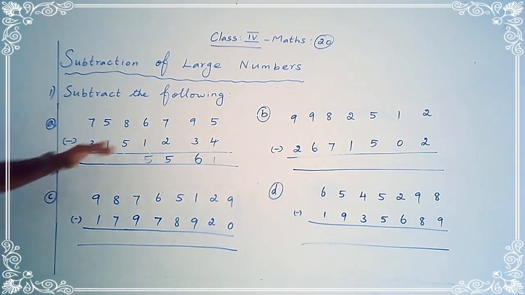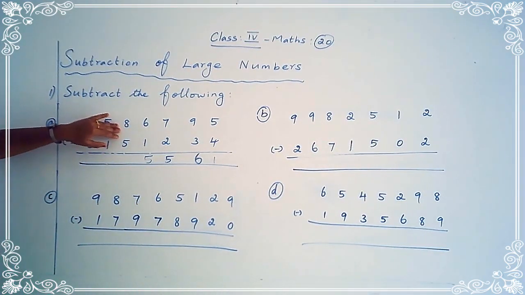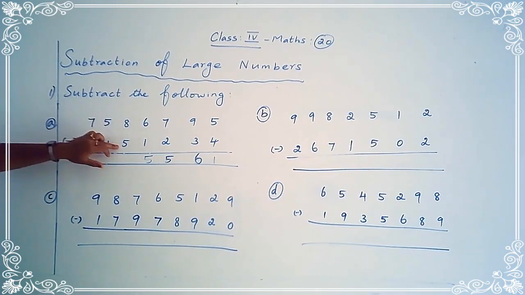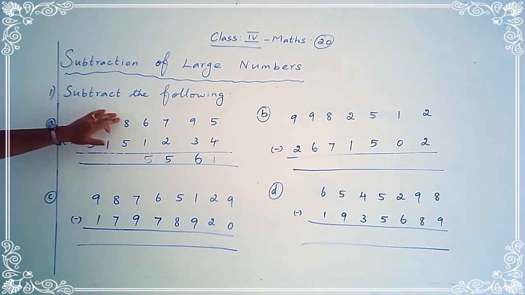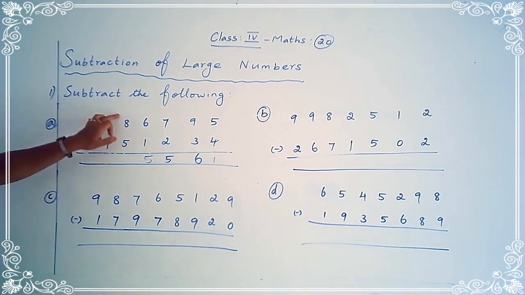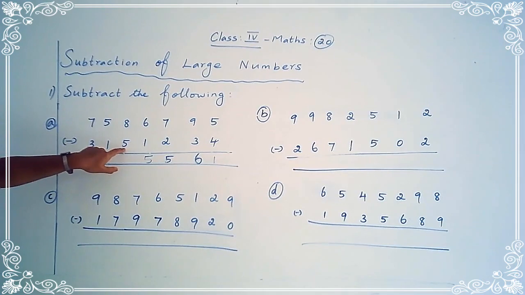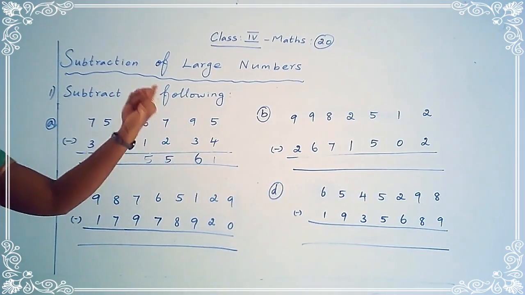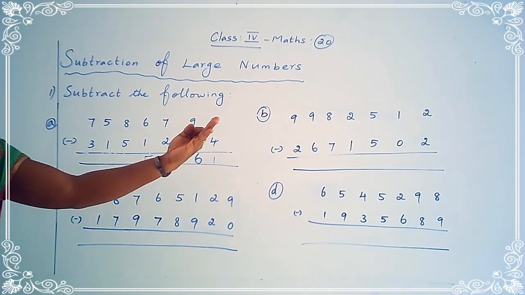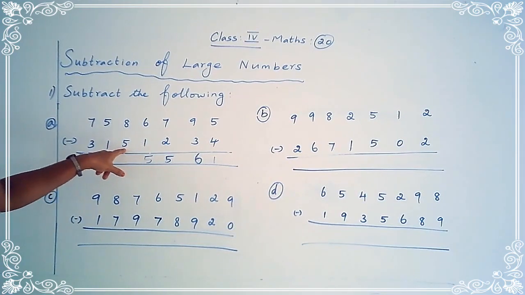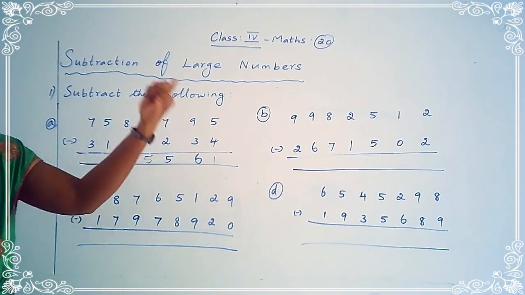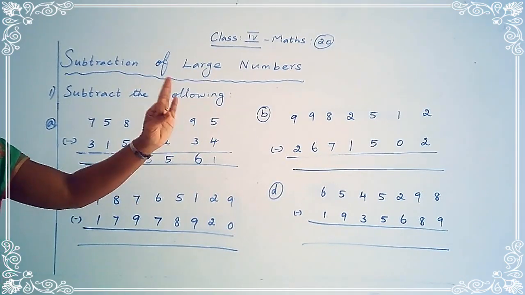Now you come to the next place, subtracting in the ten thousands place. Here the ten thousands place has 8 and 5. So now you subtract 8 minus 5. Now you see the subtrahend, which has 5. So 5 after 6, 7, 8. So total how much?